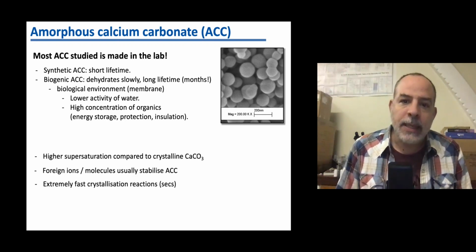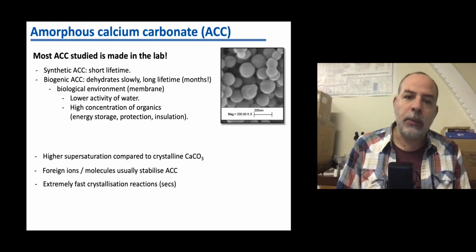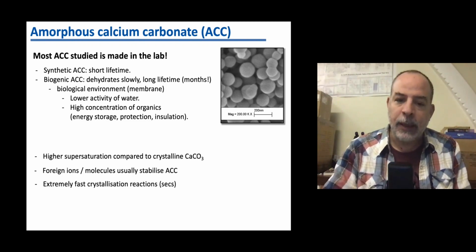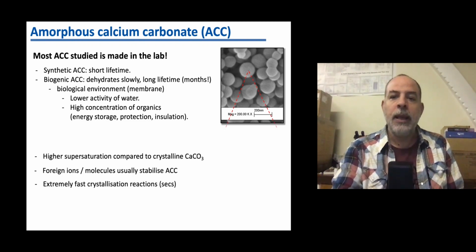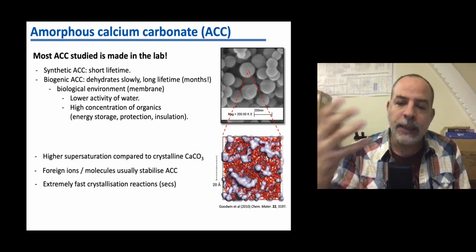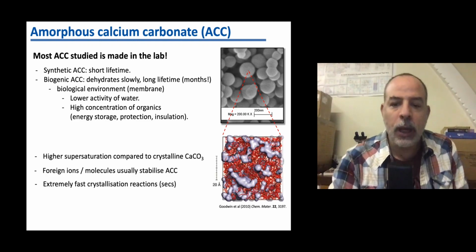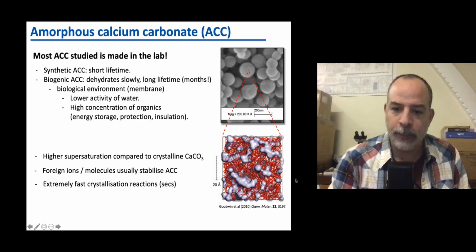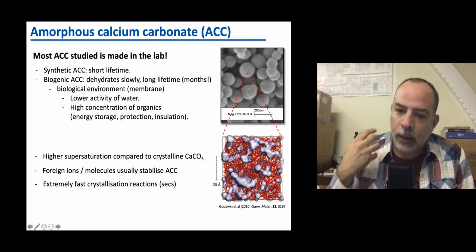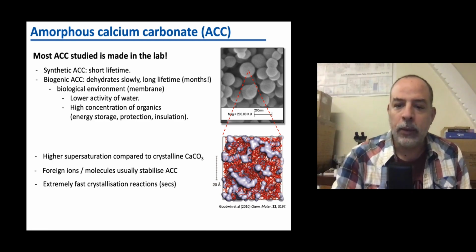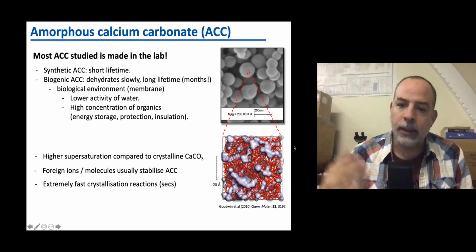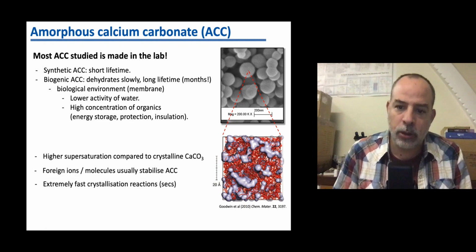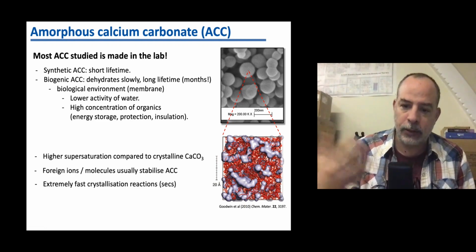Otherwise, the crystallization of this amorphous phase can be very fast and happens in a matter of seconds. And that's because this amorphous phase is considered to have a structure similar to this: channels that contain carbonate and water, and also calcium ions. It's not a completely homogeneous structure, but it has this kind of channel structure.